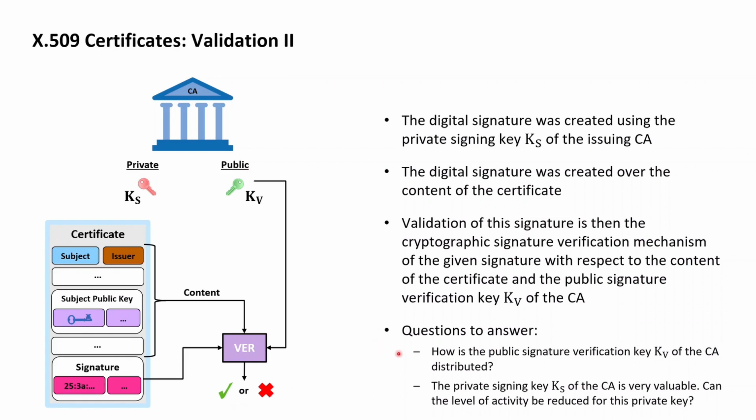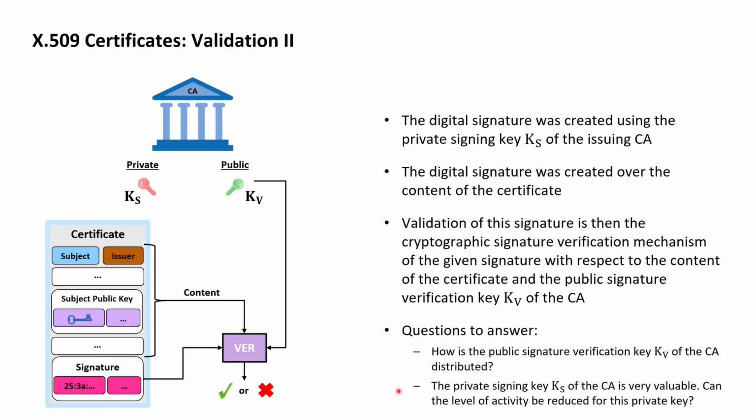There are two questions we have left to answer at this point. The first question is, how is the public digital signature verification key of the CA distributed to the end entities such that the end entities can indeed verify the digital signatures on the certificates? And the second question arises from the observation that the private signing key of the CA seems to be an extremely valuable key, as the validation of each certificate relies on this key to really only being available to the CA and no one else in order to prevent wrong certificates from being issued.